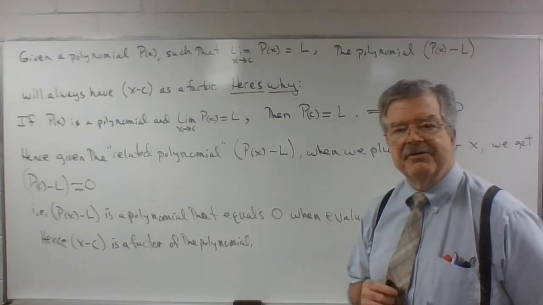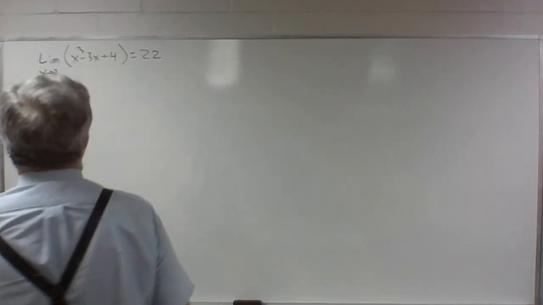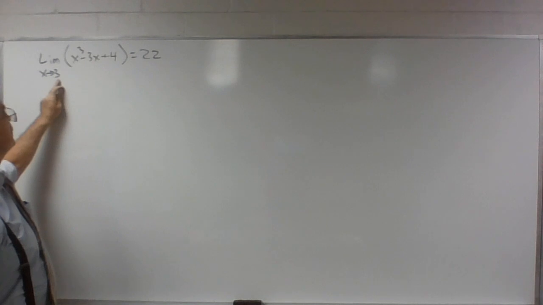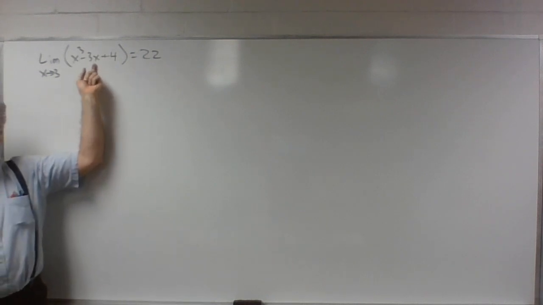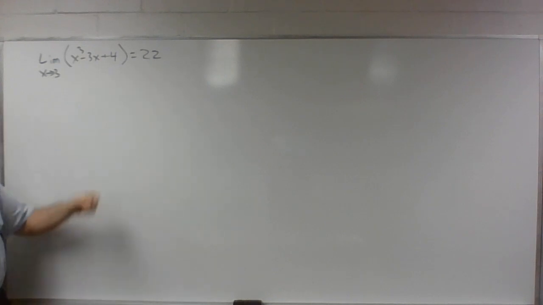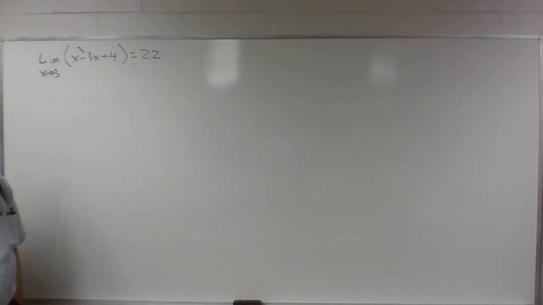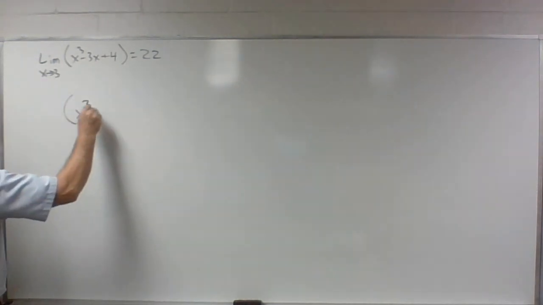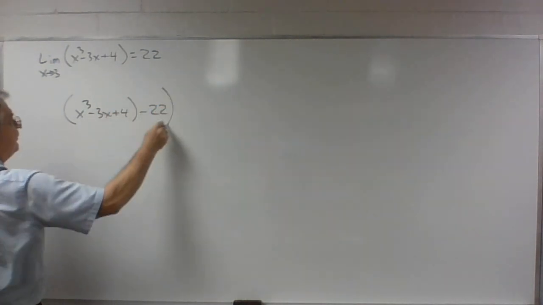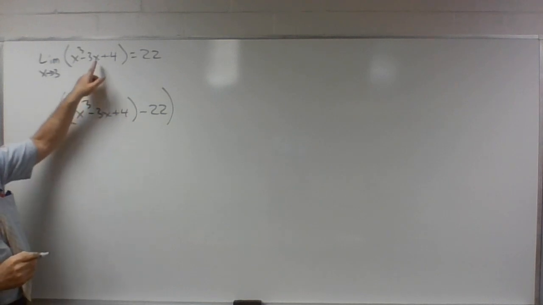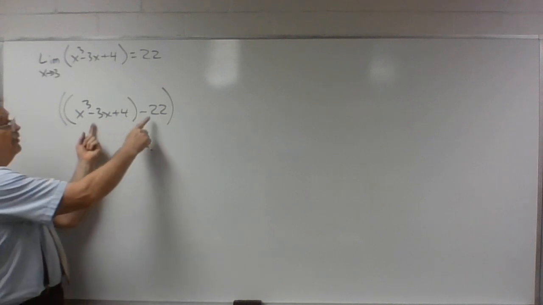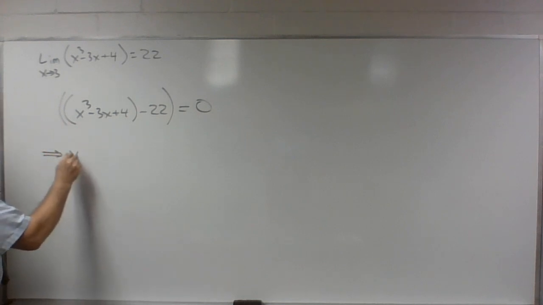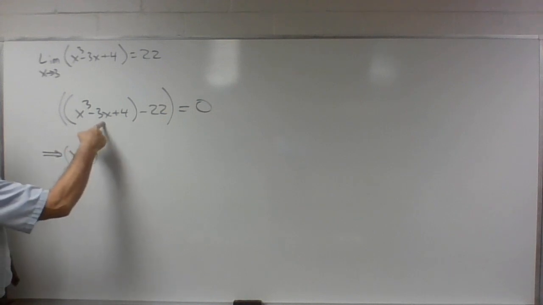So let's apply this to the previous exercise. I made this exercise up. How did I know that this was going to be the limit of the function as x approached 3? I just took 3 and plugged it in for x, and I got 22. So when I plug 3 into this polynomial, I get 22. So what am I going to get if I plug 3 into this polynomial? I'm going to get 0, which means that x minus the number that I plugged in is a factor of this thing.